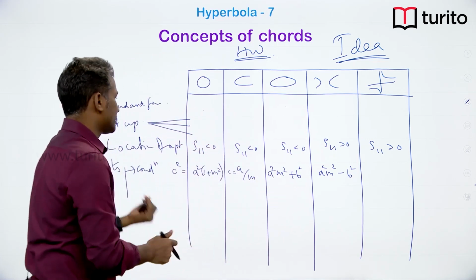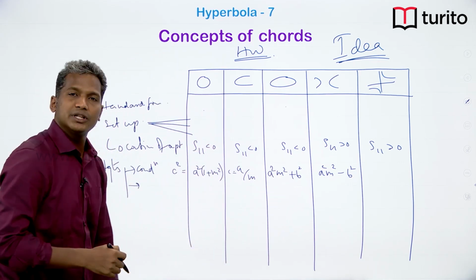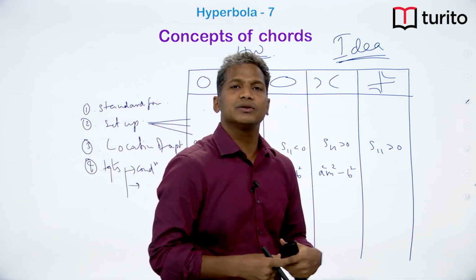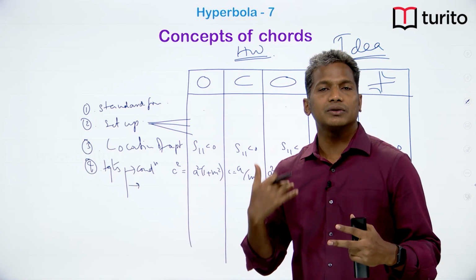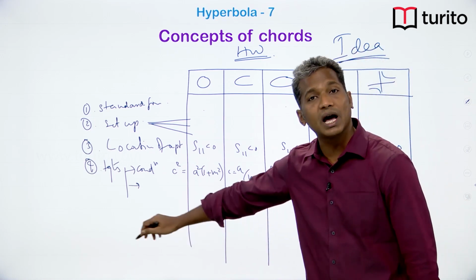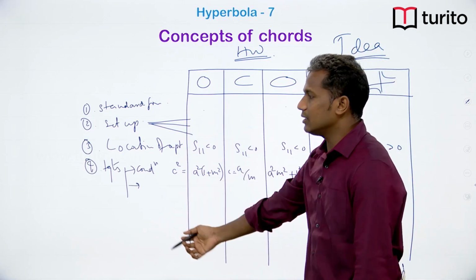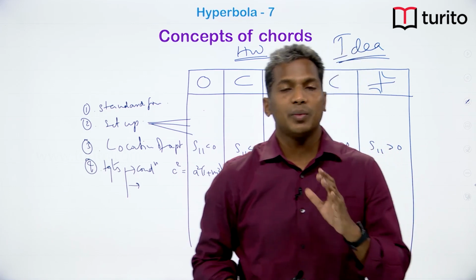Now similarly, what is the equation of slope form? What is the equation of parametric form? What are the equations of normals? What are the equations of chords? What is the equation of diameter? So everything you can make a chart and you can try to remember.